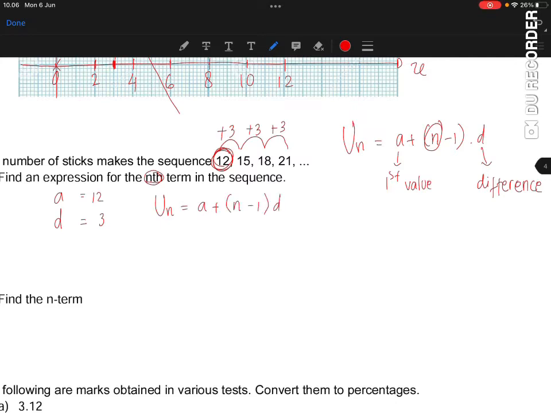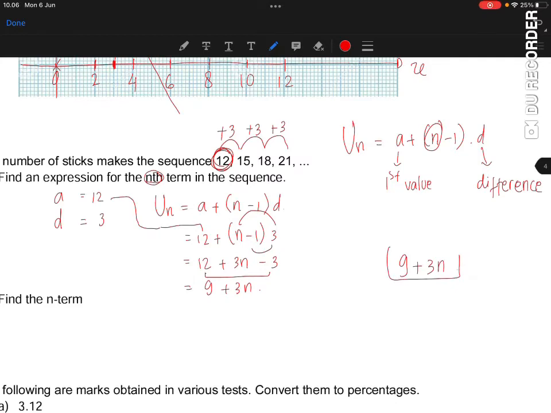Like this guys, so we only need to input the numbers into your formula, which is 12 plus n minus 1, just leave it as n because we need to find the formula, right? Find the expression, like you need to find the general formula for this sequence. The difference here is 3, so you will have 12 plus, do the expansion, 3 multiplied by n is 3n, 3 multiplied by negative 1 is negative 3. 12 minus 3 is 9, plus 3n. So your expression for the nth term is going to be 9 plus 3n.